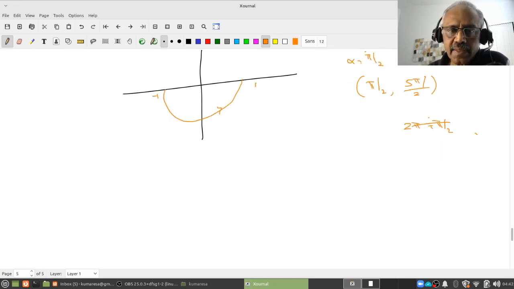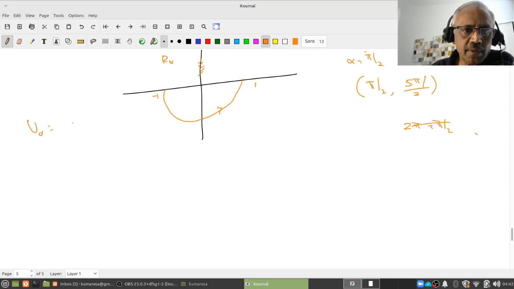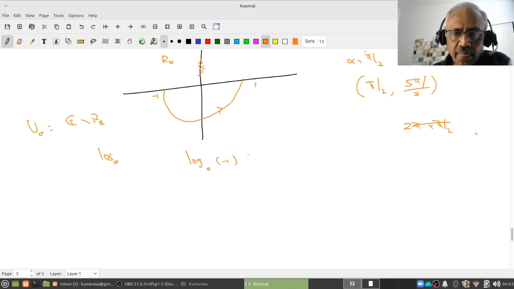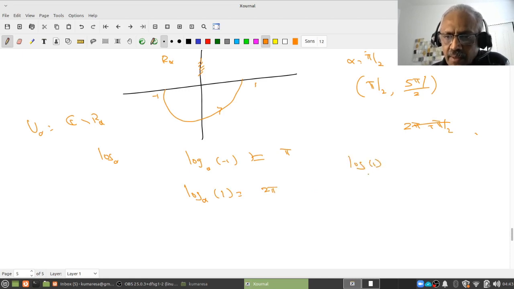Now let's look at here. This is the one which is slit, this is my r alpha. Therefore my u alpha is C minus r alpha, on which I have log alpha. What is log alpha of -1? It has to take values from pi by 2, so the obvious choice is pi. And what is log alpha of 1 now? It has to take values from pi by 2 to 5 pi by 2. Therefore 2 pi.